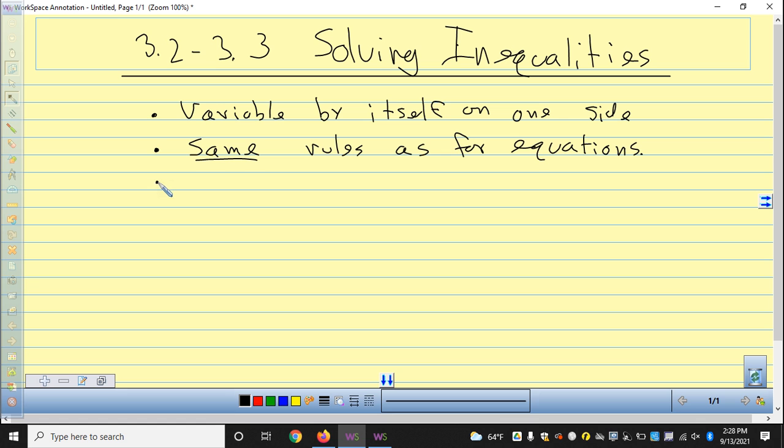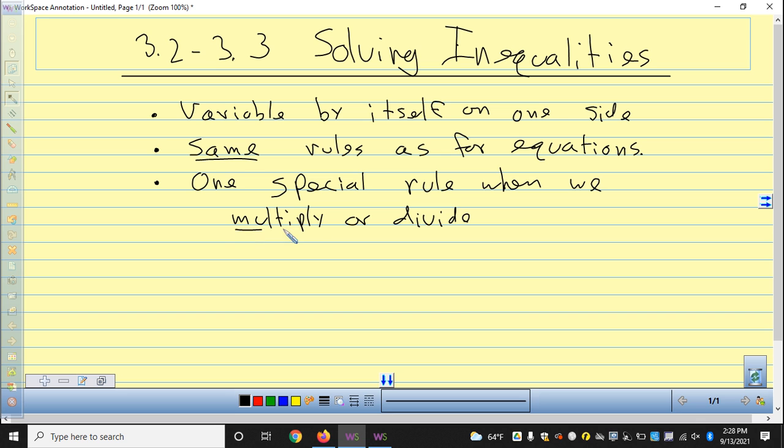But I'm going to say except, well, not except, there is one special rule when we multiply or divide both sides of an equation, or sorry, both sides of an inequality. I'm going to say both sides. And that's the special rule that we're going to write under our flap on our flip book, and we'll get to that in just a little bit.